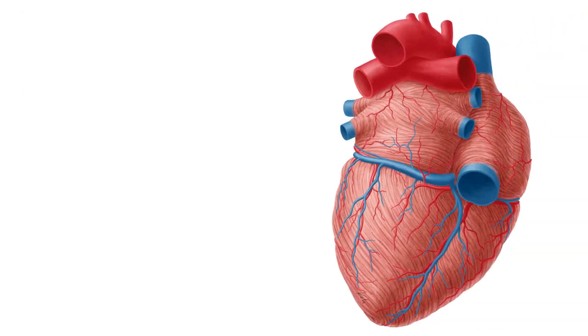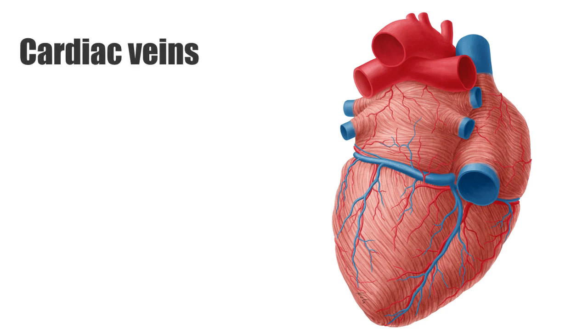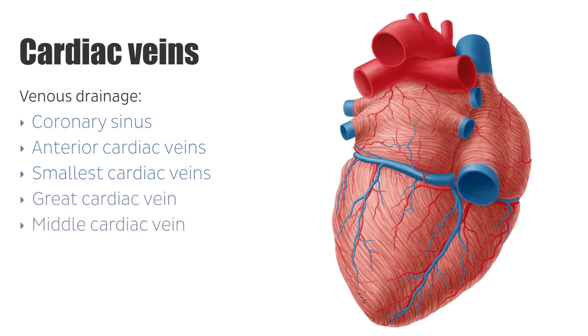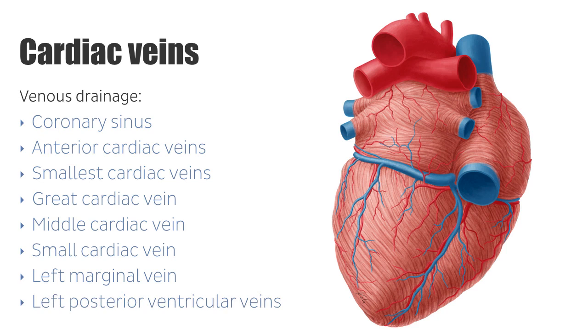Now that we covered the main coronary arteries, it is time for us to move on and talk about the main cardiac veins. Now, these cardiac veins will be providing venous drainage for the heart muscle, namely the coronary sinus, the anterior cardiac veins, the smallest cardiac veins, the great cardiac vein, the middle cardiac vein, small cardiac vein, left marginal vein, and finally, we're going to be talking about the left posterior ventricular veins. So this is the list of main cardiac veins that we need to know.